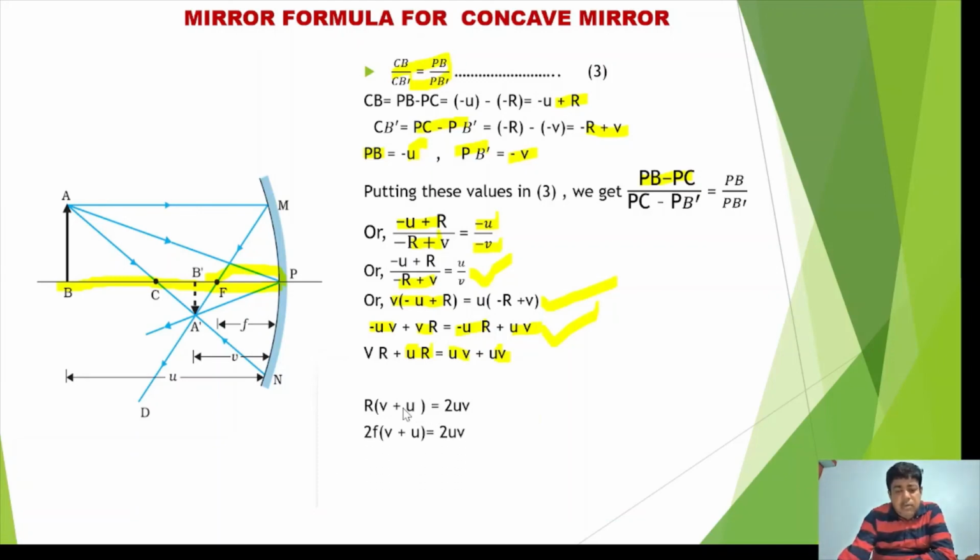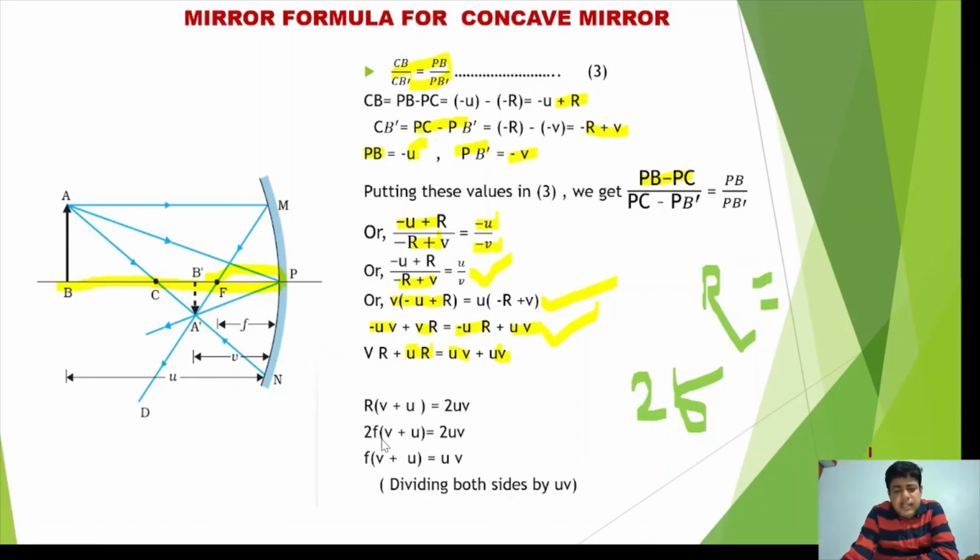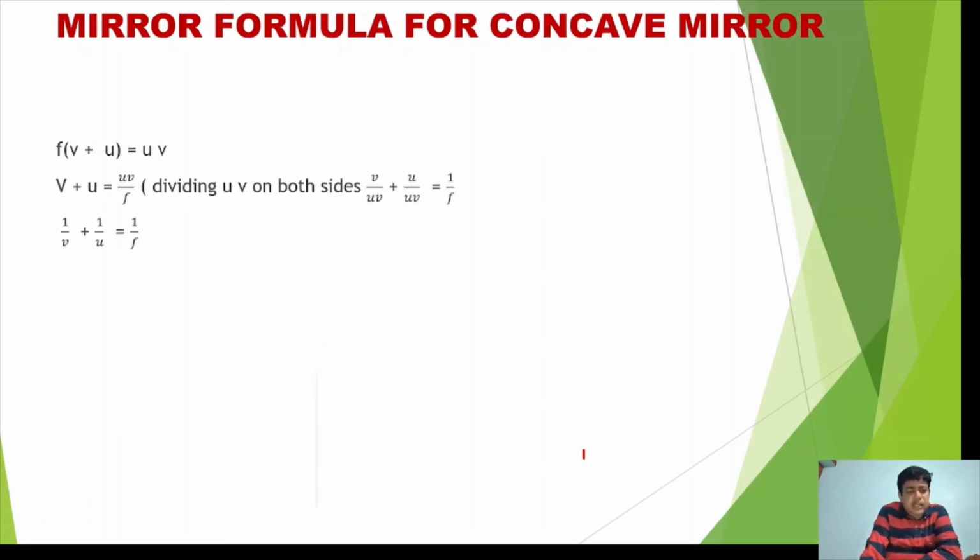Now, R is the radius of curvature. R is equal to how much? Twice the focal length. So in place of R you write 2F, and here 2 will be cancelled. So F into V plus U is equal to UV. After cancellation you will get F into V plus U is equal to UV. So V plus U is equal to UV divided by F.